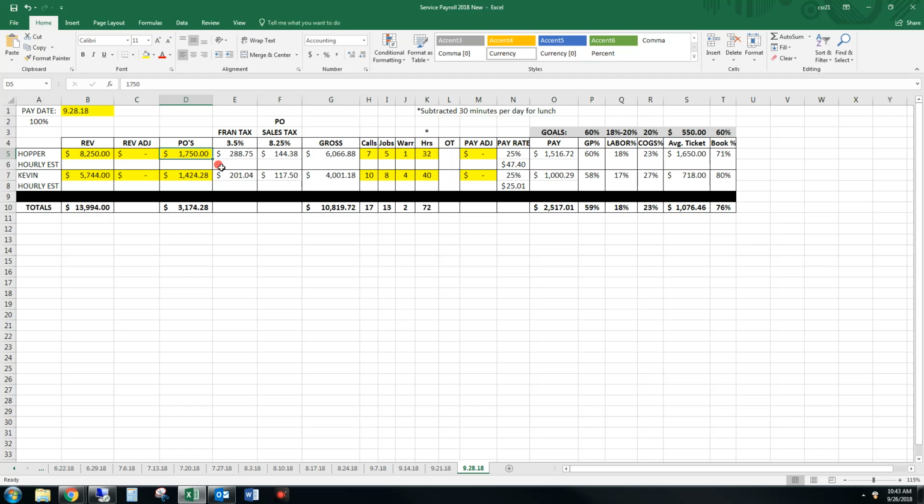That's more like what we really want to see on a regular basis. Technician, look how it all plays out really well. The gross is high. The company's making good money. The booking percentage is great. The technician's making a lot of money. Everything looks really good. Notice the COGS are a little bit higher than the 20%, but we're at 60, 18. It just looks really good.